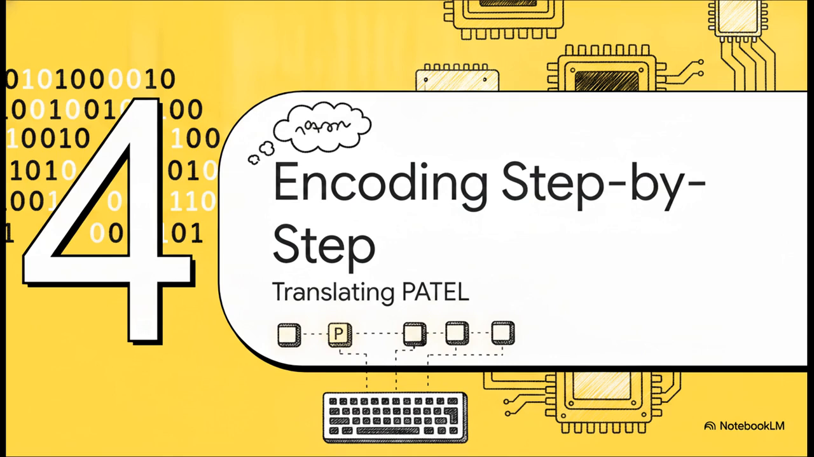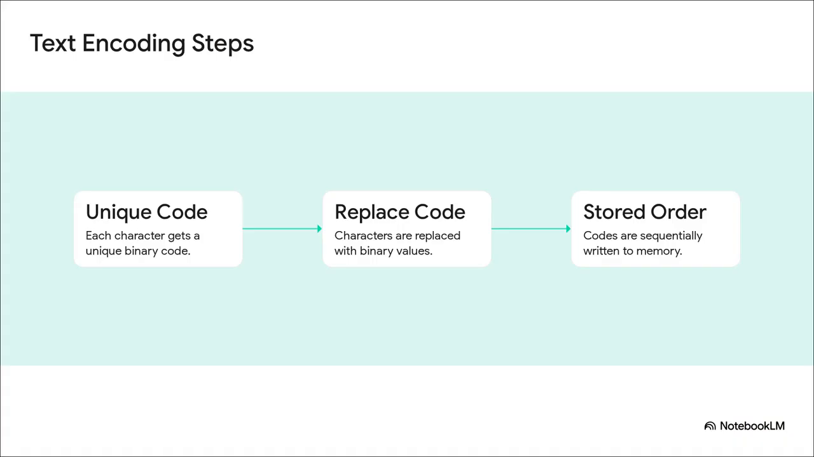Which brings us to Section 4, Encoding Step by Step, translating the word Patel. So how does this actually happen in real time? Well, the mechanics of encoding are super logical and strictly sequential. Step 1. The computer recognizes that each individual character in a word has its own unique binary code in the character set. Step 2. It breaks the word apart and replaces each character with that specific binary value. And Step 3. These binary codes are stored exactly in the order they appear in the word. So, for the name Patel, the machine first replaces P with its code, then A, then T, then E, and finally L, writing those binary values sequentially, right into its memory.